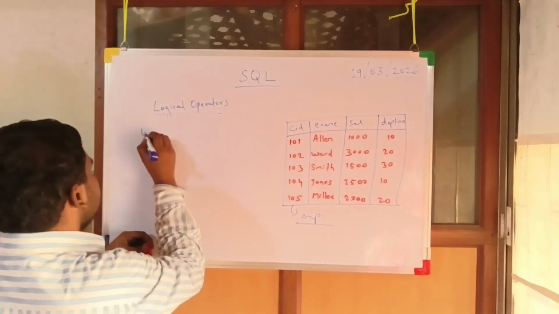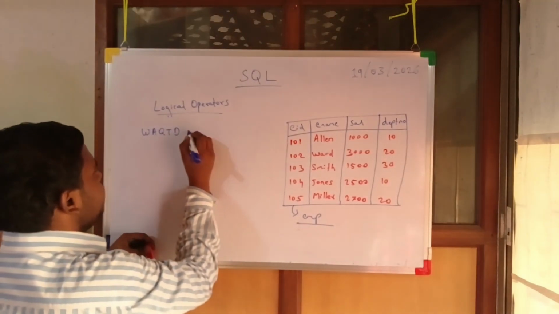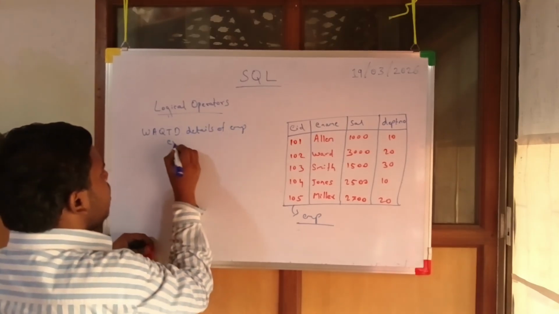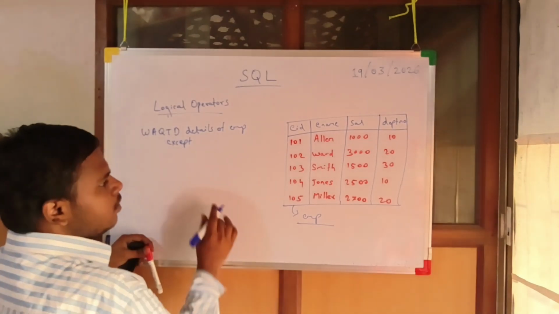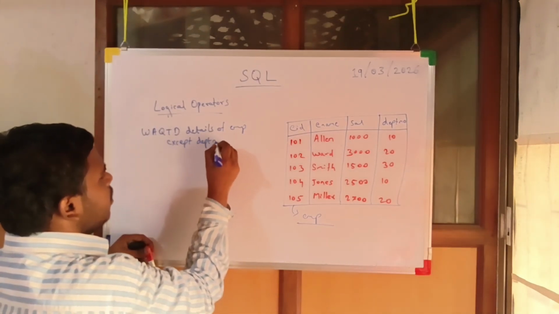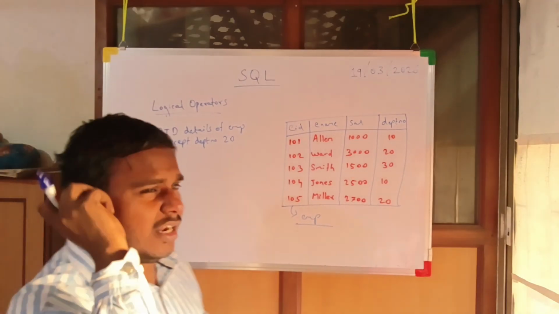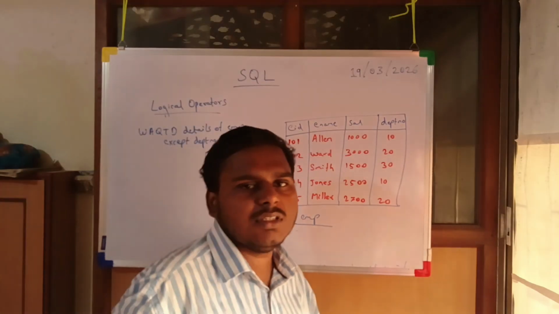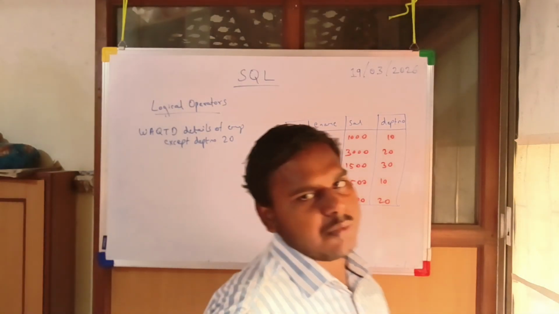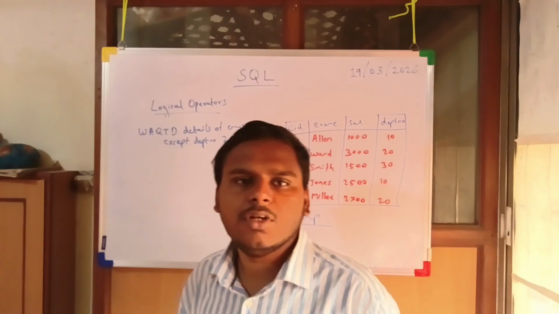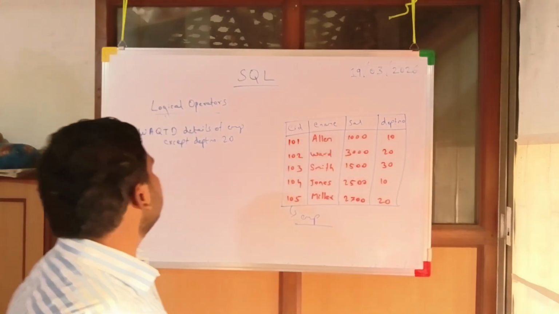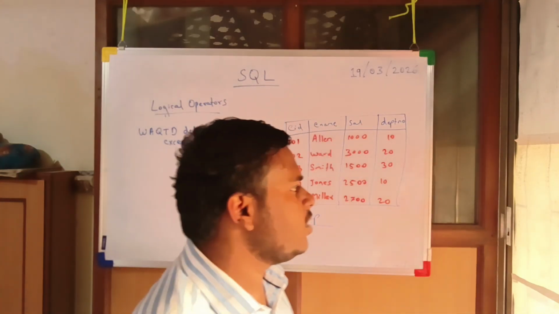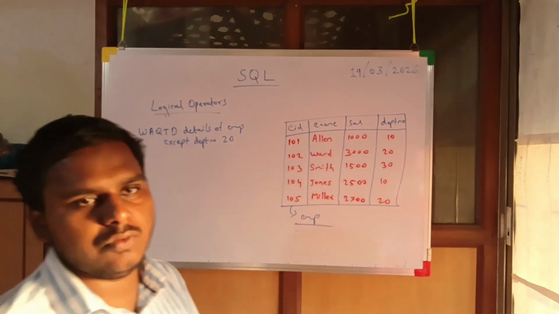If I give you a question, write a query to display details of employee except department number 20, you will get the same output as the last query. Because you know which department numbers are available in the employee table. Suppose a huge database is there, with department 30, 40, 70, 90, multiple department numbers. You can't use that last query approach, because in that question we knew only 3 department numbers were there. Mention the one to skip, and you will get the output.